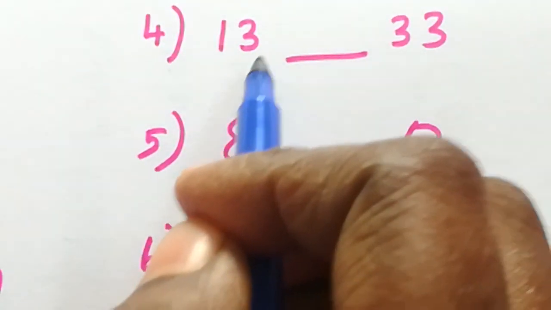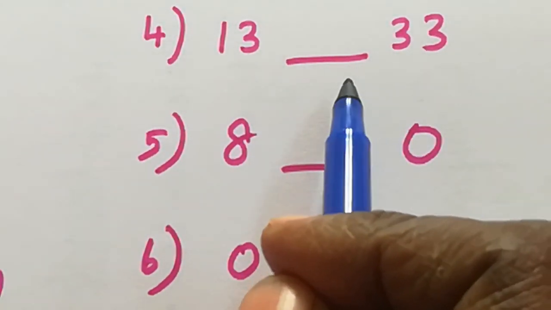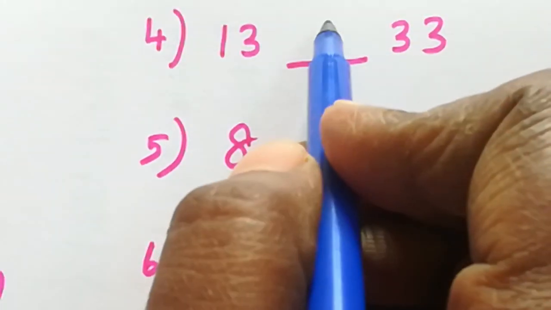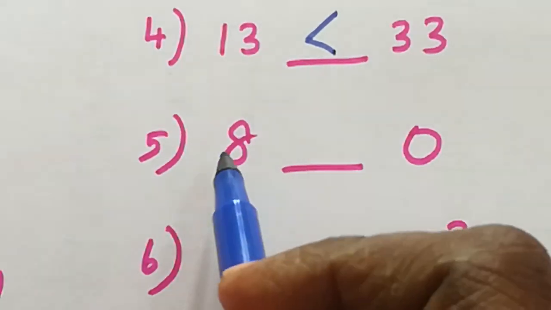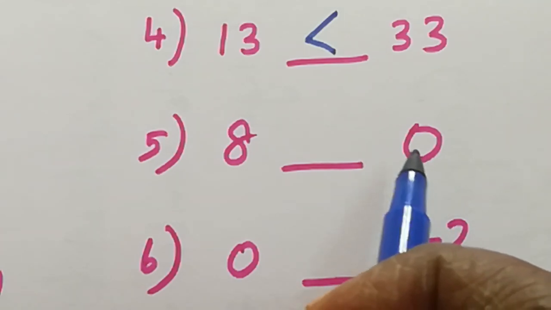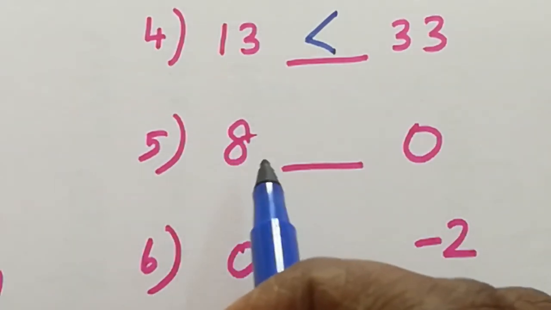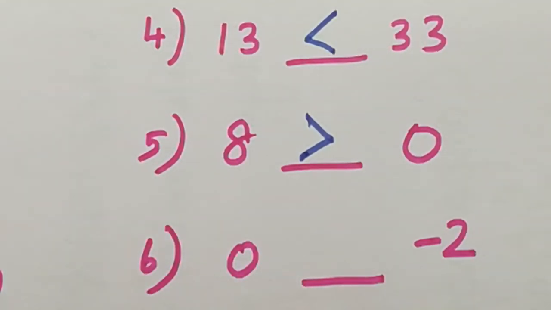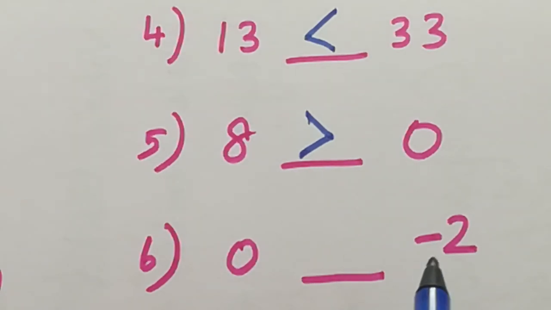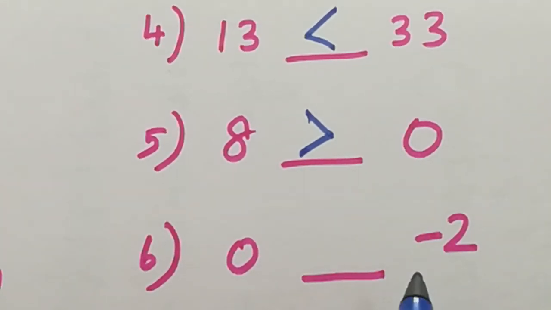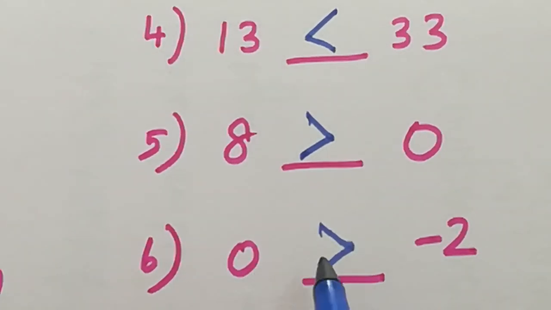Here 13 and 33, which is greater, which lies right side of the number line? 33. After 13 only 33 comes, isn't it? So the right side number is the greater number. And comparing 8 and 0, I already said 0 is the smallest number among the positive numbers. So 0 is smallest, 8 is greater. When you compare a negative number with 0, 0 is the greatest number.